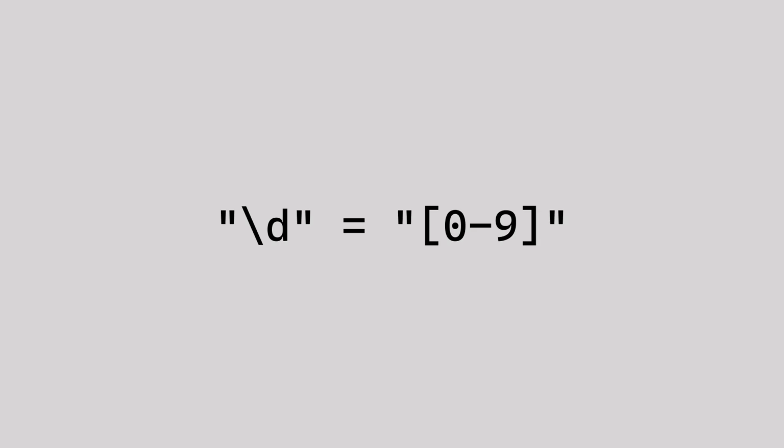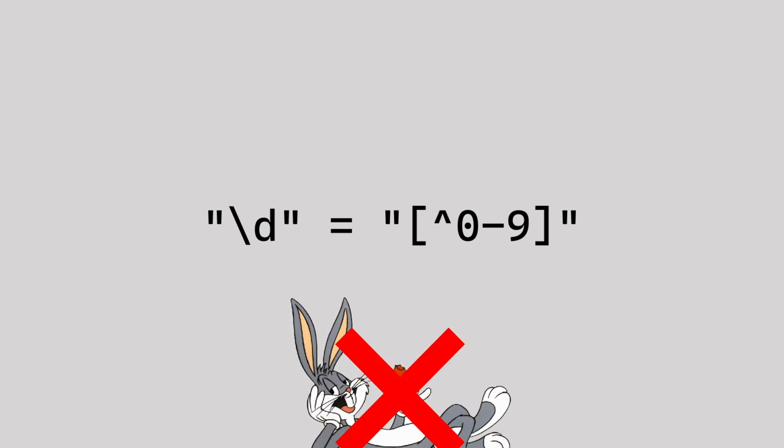If you want the reverse of all this and match anything that isn't a number, add a caret, not the vegetable, at the beginning of the square brackets character class or an uppercase D after the backslash.